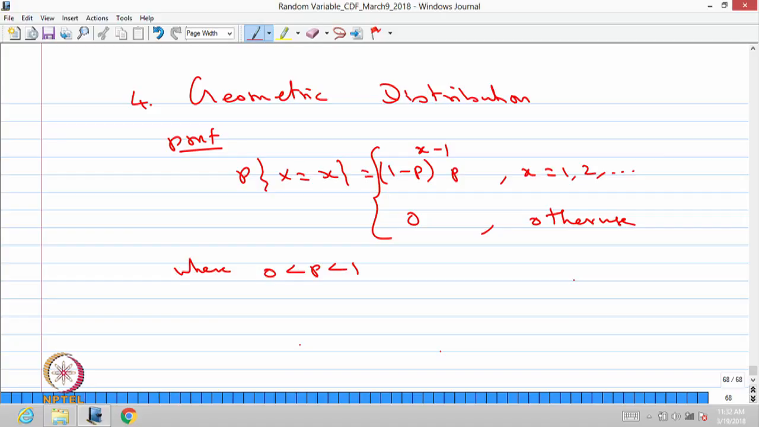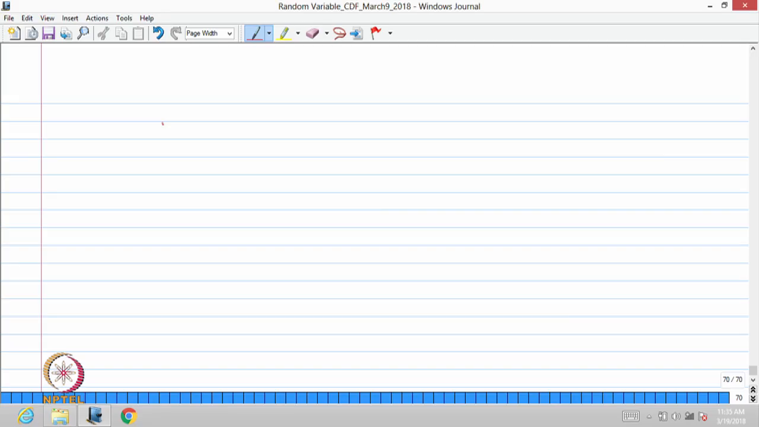So, the difference between Bernoulli, binomial and geometric: the Bernoulli distribution has only 2 jumps in the CDF, and the binomial distribution has only n plus 1 jumps. The geometric distribution has countably infinite jumps. So, this is also a discrete type random variable. Let us discuss the CDF and the probability mass function of this geometrically distributed random variable.